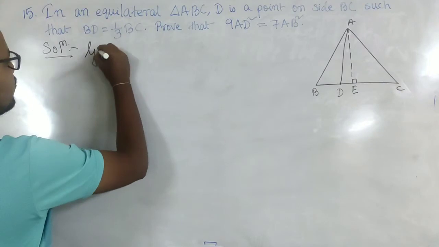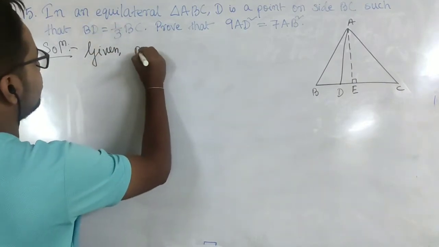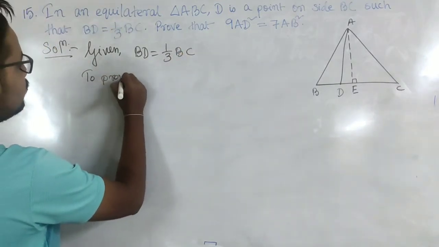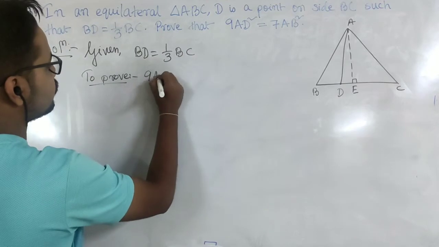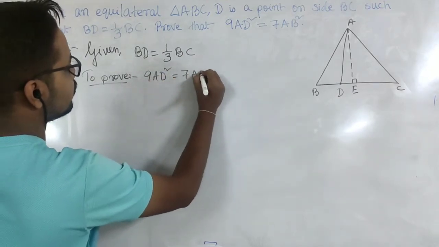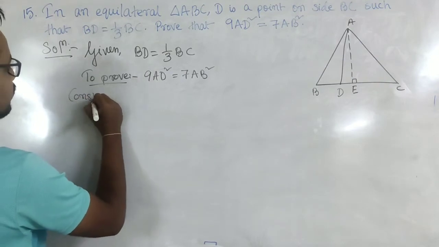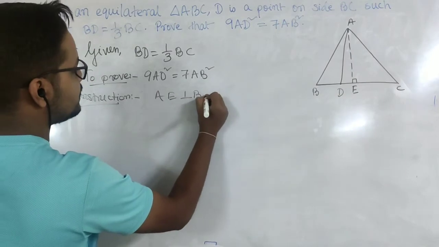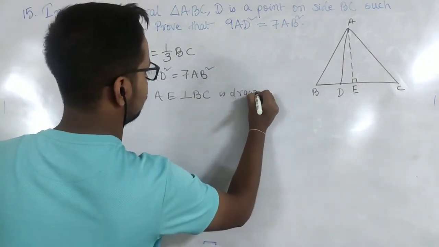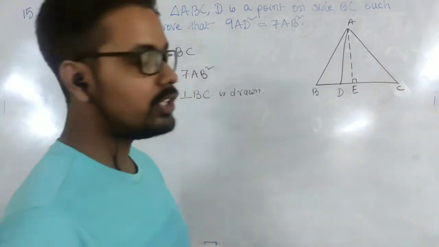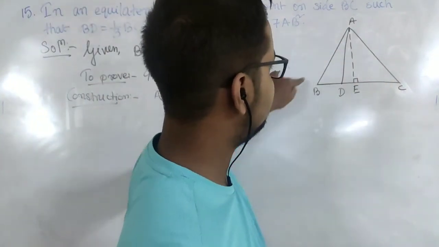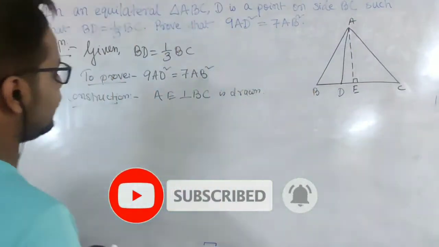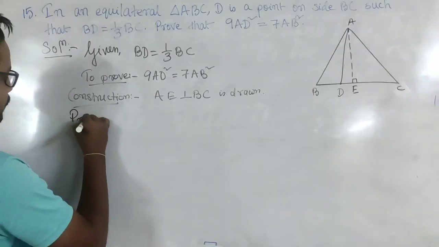Let's first write what is given. Given that BD is equal to 1/3 of BC, we have to prove that 9 times AD squared is equal to 7 times AB squared. We have a construction here. The construction is that AE perpendicular to BC is drawn. So now first we are going to take the triangle ABE. This is a right angle triangle because angle E is 90 degrees. So we are going to take triangle ABE and apply Pythagoras theorem. So let's start the proof.